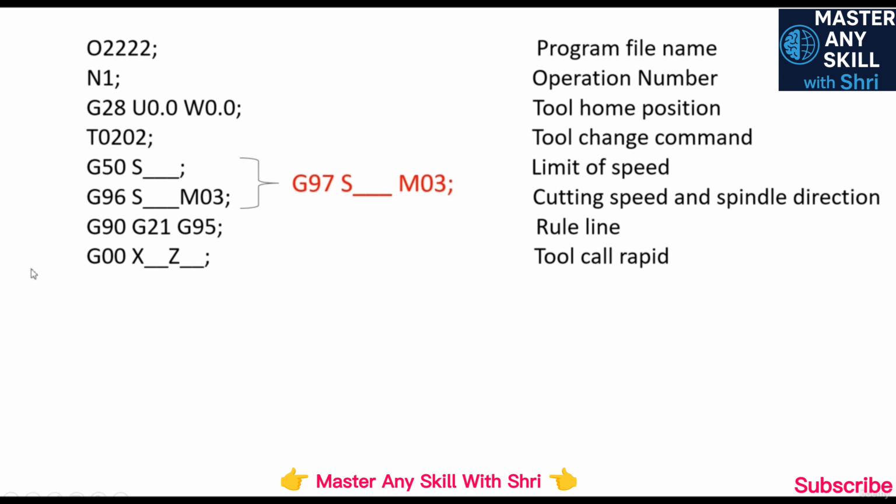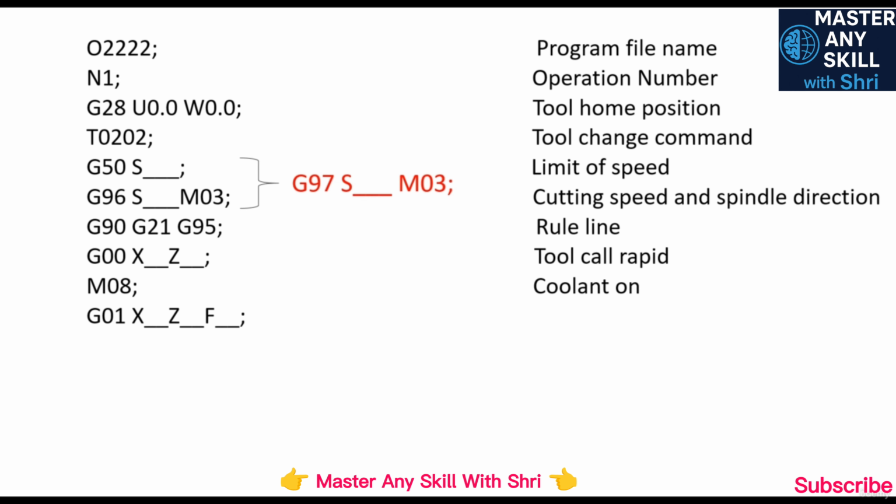Firstly, we have to call the tool near our job from its reference position. This movement will be a fast movement, as during this movement there will not be any cutting of material. That's why we will use the G00 code and call our tool near the job. After that we will turn on the coolant. So our tool is near our job and we have given all the instructions to the machine. After this our actual program starts.